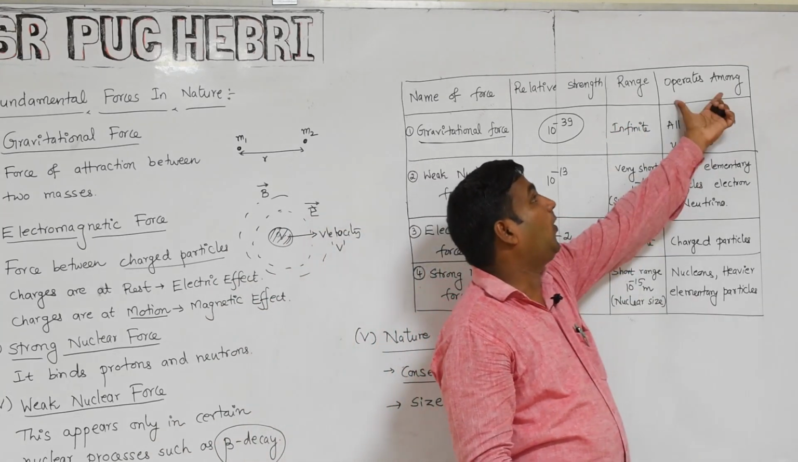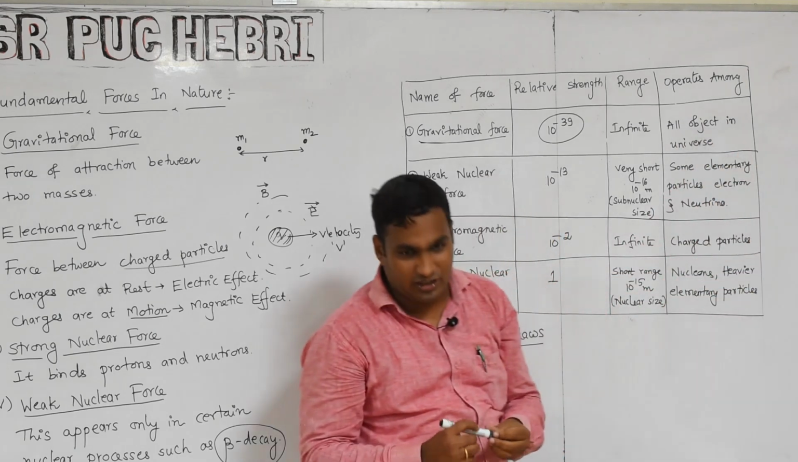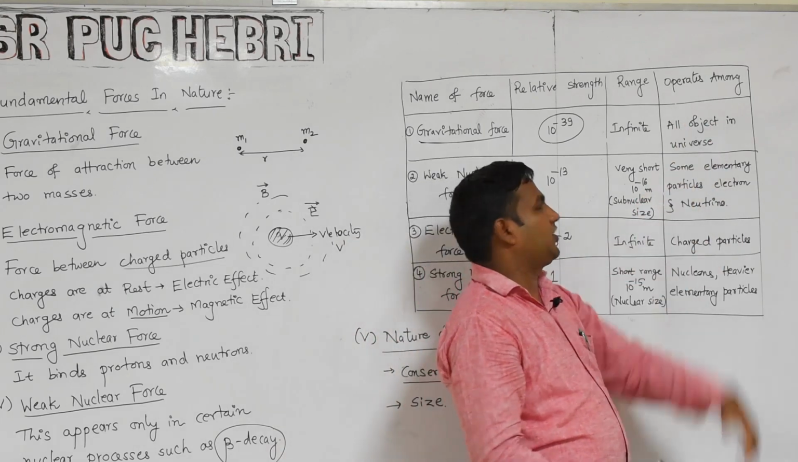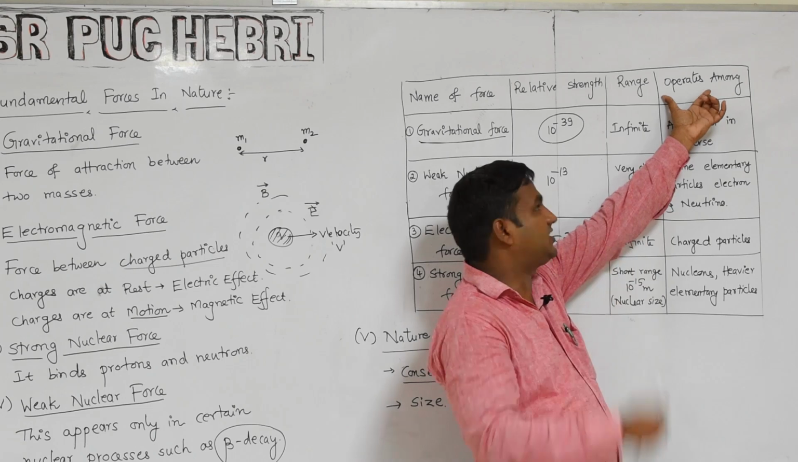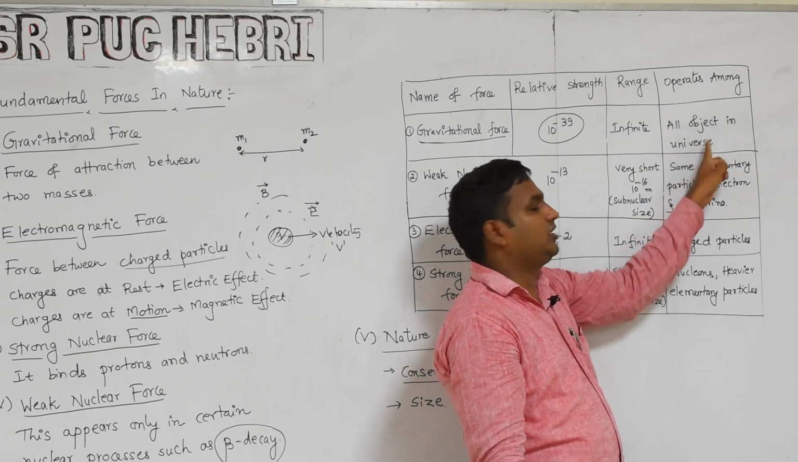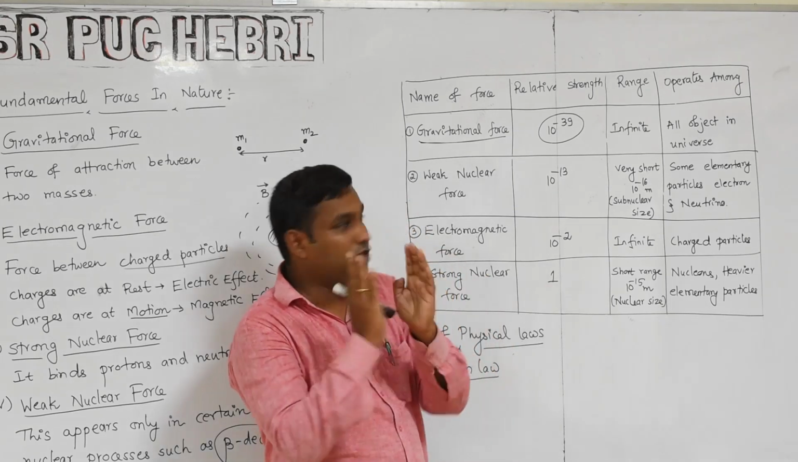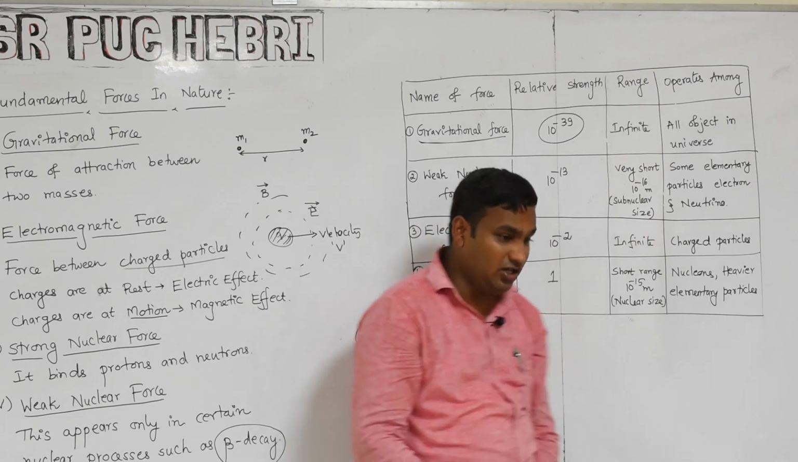Along with that, it operates among all objects in the universe. Starting from the small object to the bigger object, we can see the gravitational force. That's why we say that it operates among all objects in the universe. Whatever object is present, between those objects or smaller masses, we can see the gravitational force.